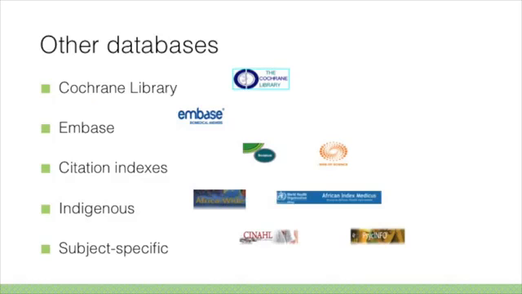For a literature search to be comprehensive, it is customary to search other databases as well. Some important subscription-based databases include the Cochrane Library for randomized controlled trials and systematic reviews of trials, Embase, the European Medical Database, which indexes many journals from developing countries and complements your search in Medline, citation indexes.